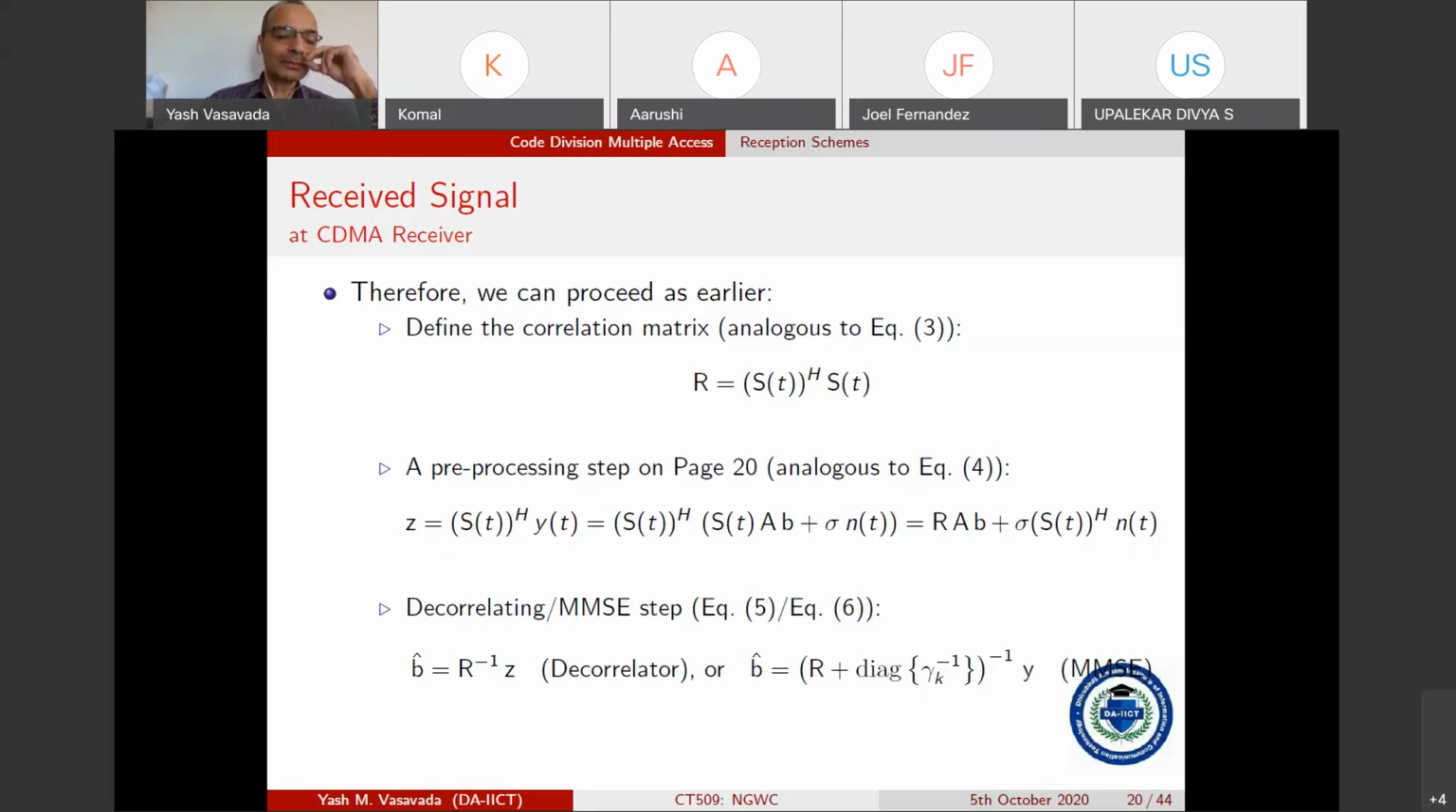Sir, in that Z equation, if we substitute B equal to B hat, what is V? RA plus sigma. If instead of B, we replace our decorrelated term, our estimate, R inverse Z, then, sir, we'll get back our. No, my question is, by doing this operation as Hermitian Y, why do I get the output which I can call single user matched filter?